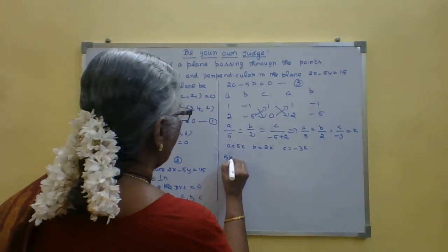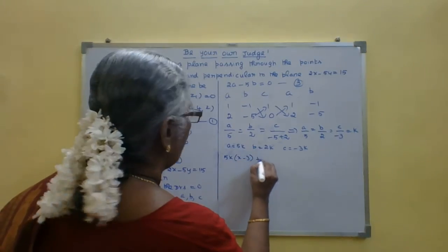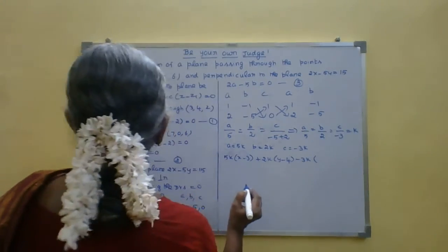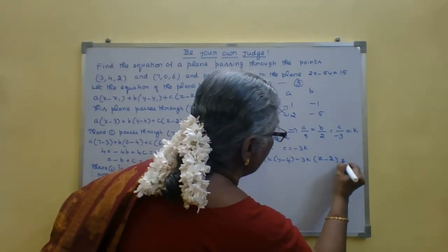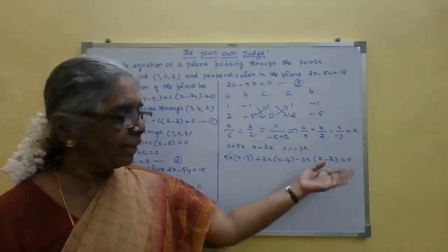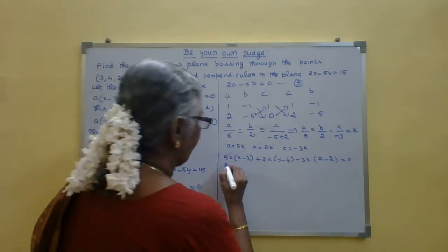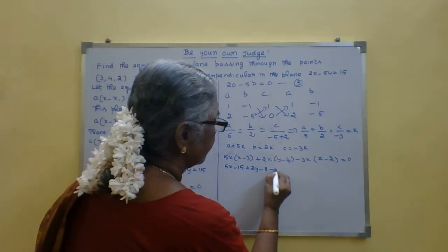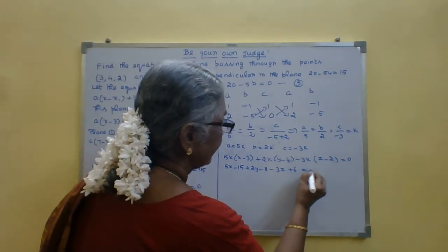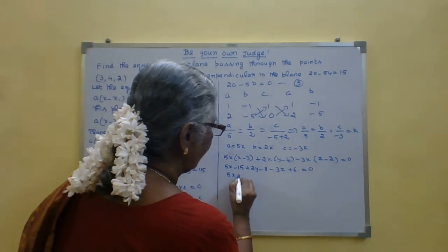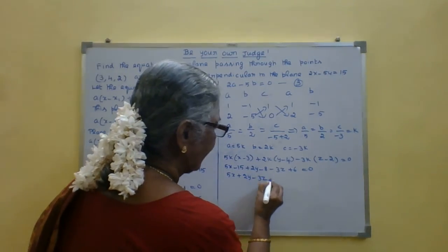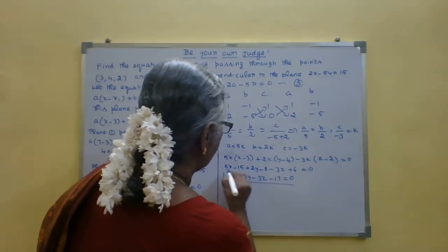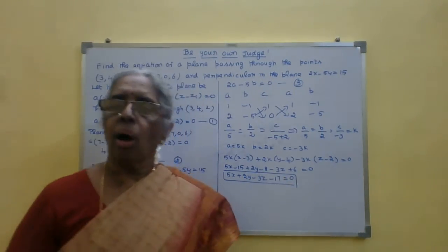You will get 5k into x minus 3 plus 2k into y minus 4 minus 3k into z minus 2, that is equal to 0. K is common and you have a 0 there, so cut the k. So you will be getting 5x minus 15 plus 2y minus 8 minus 3z plus 6 is equal to 0. That gives you 5x plus 2y minus 3z. Collect the number terms, you will be getting minus 17. That is equal to 0, and this is the Cartesian equation of the required plane.